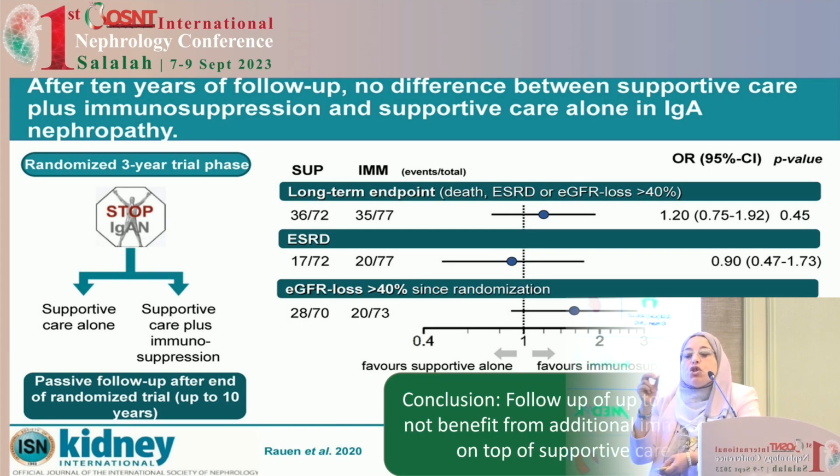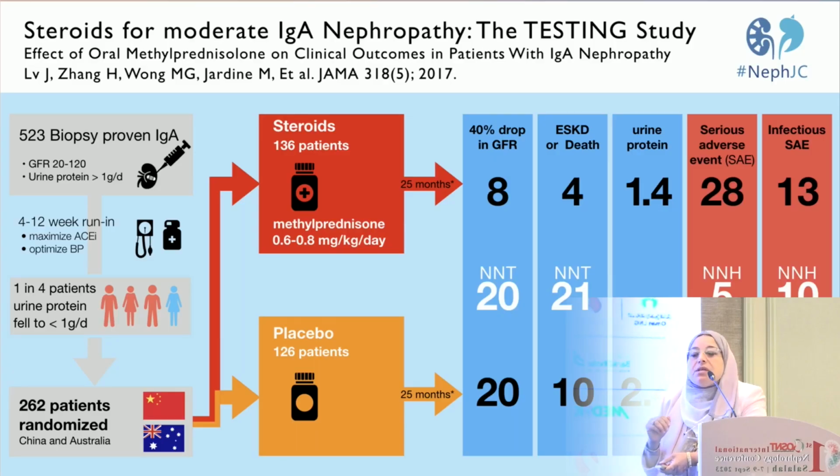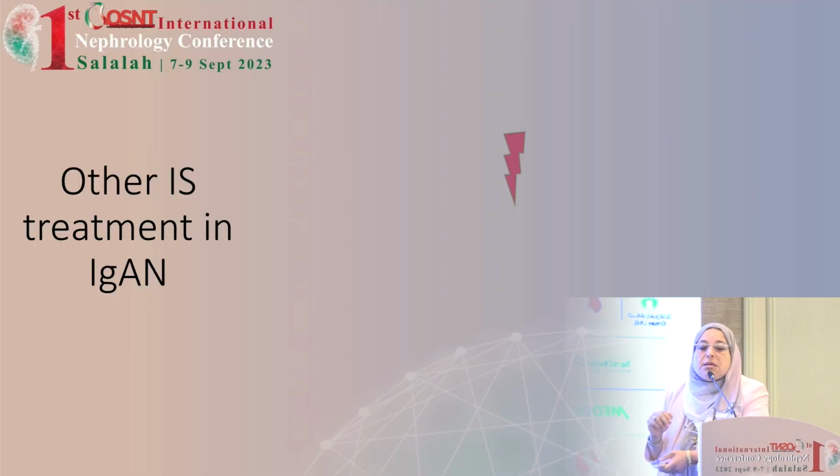Another study is called STOP-IgAN. This is a study monitoring patients for 10 years, on supportive treatment and on corticosteroid, and they found there is no difference by adding the corticosteroid to maximal supportive treatment. So this is another negative study. This is the TESTING study, but it occurred in 2017. They found that steroids help the renal outcome, end-stage kidney disease, or drop of estimated GFR, or even proteinuria, but the cost is high. We have serious side effects: infection occurred in 13 versus 0, and serious adverse effects 28 versus 4. This obligated the authors to stop this study early because of side effects.